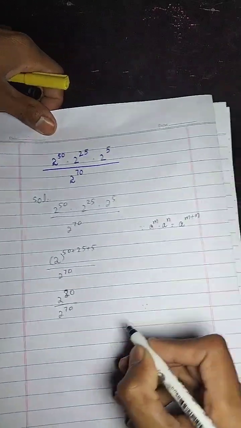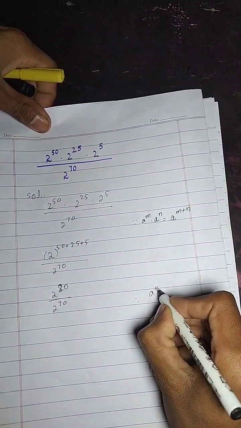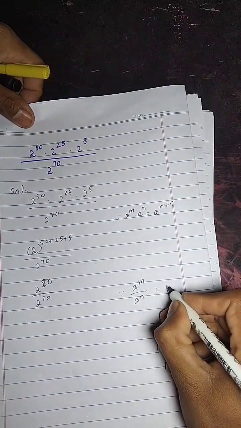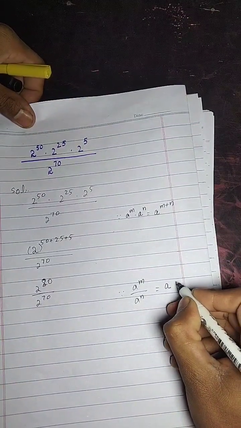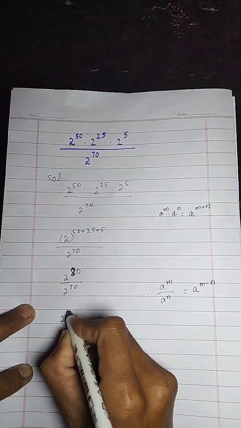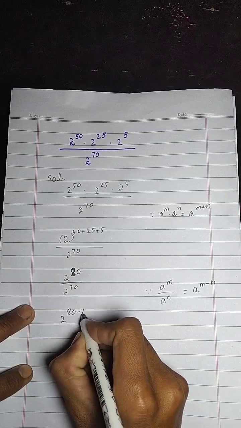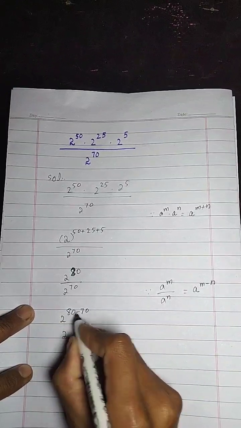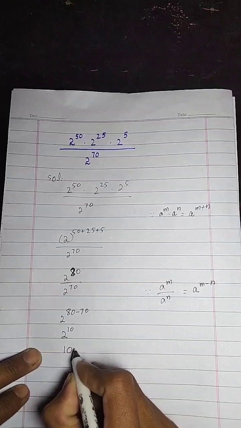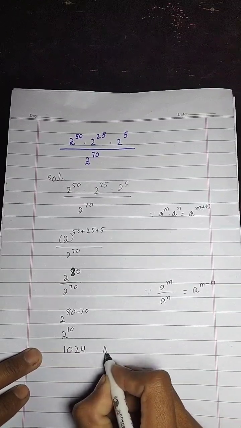Here we again use a law of exponent: a power m divided by a power n will be equal to a power m minus n. So 2 power 80 minus 70, which is 2 power 10, and 2 power 10 is equal to 1024. This is the final answer.